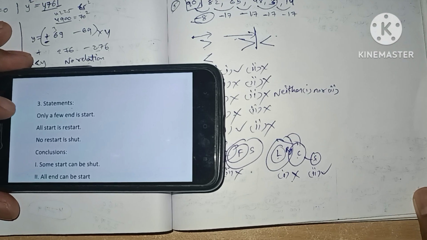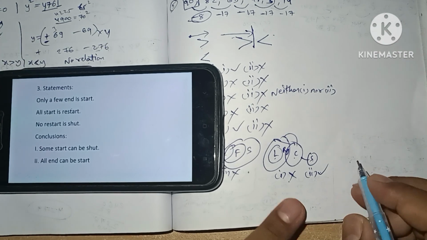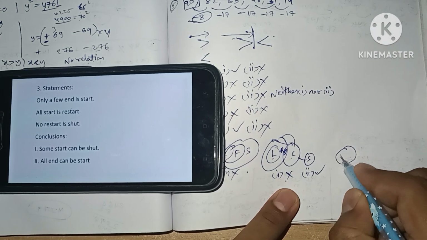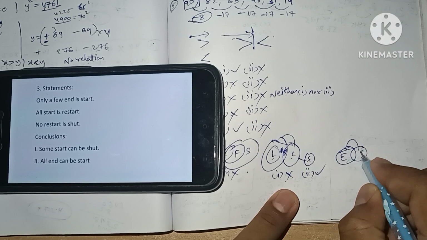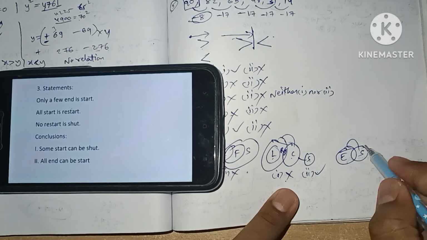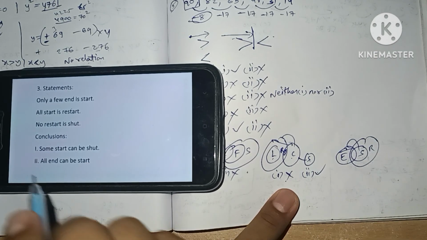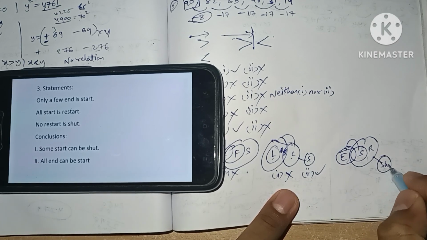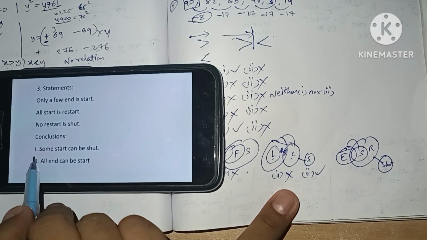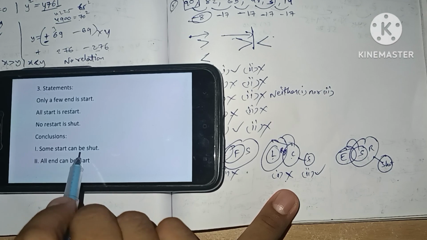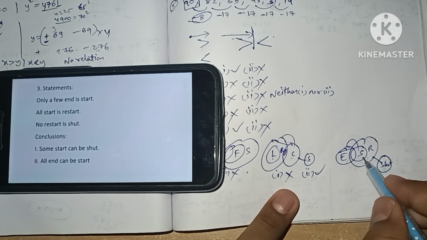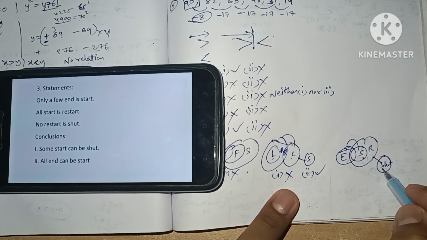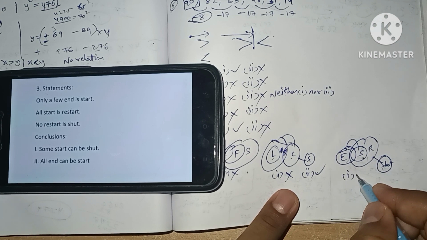Third question. Only a few end is a street. All street is restaurant. No restaurant is a shop. Let's see conclusions. Some street can be shop. Some part of a street sharing with a shop, it is also not possible. So first conclusion will be false.